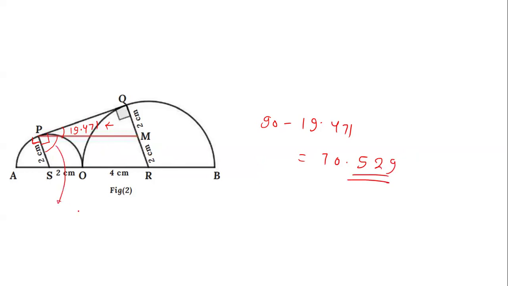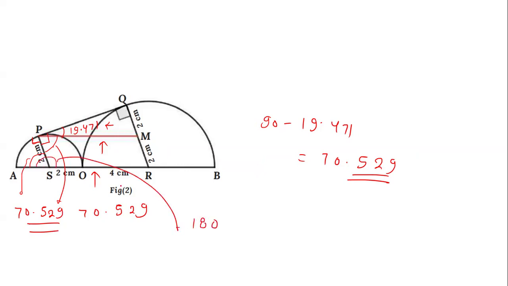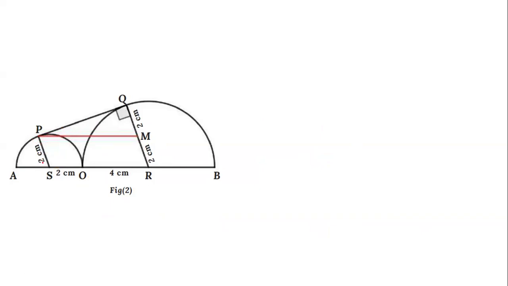So this angle will come like 70.529, and this line is parallel to this SR line. So this angle and this angle both are the same. So this angle is also 70.529, and we know this whole angle is 180. So this remaining angle is 180 minus 70.529, which is equal to 109.471. So this angle comes like 109.471, and this angle is 19.479.